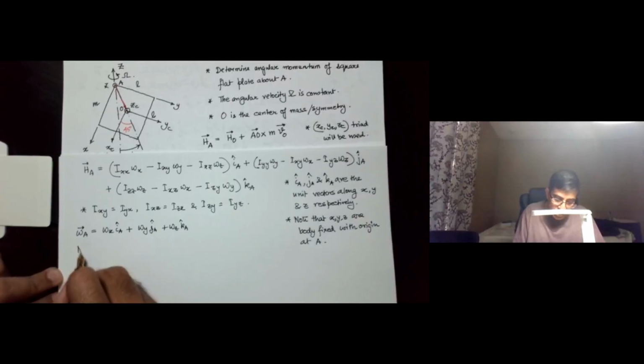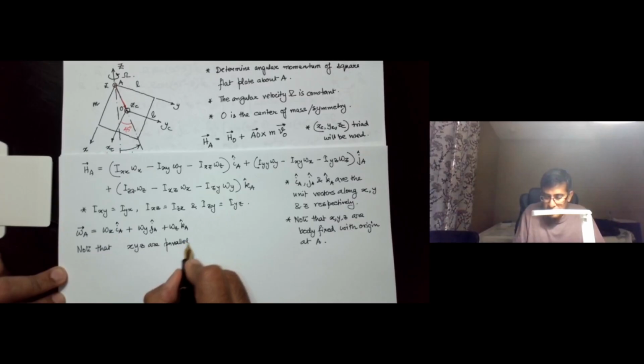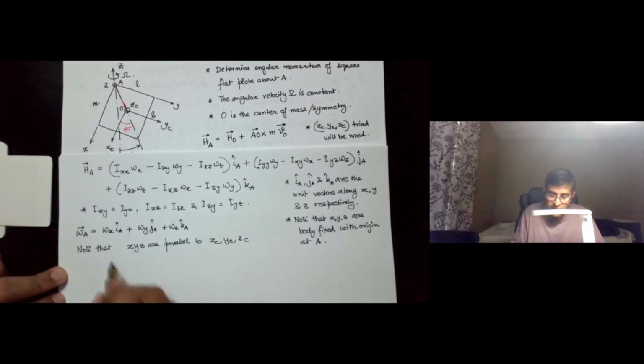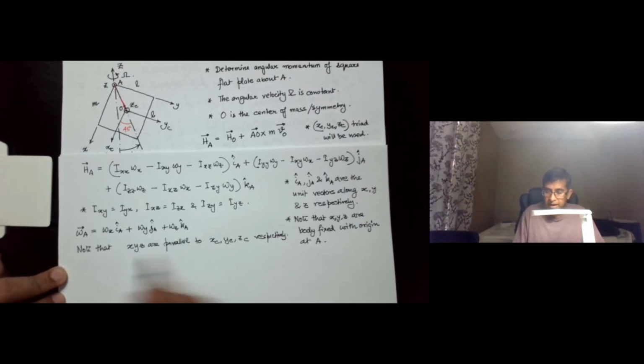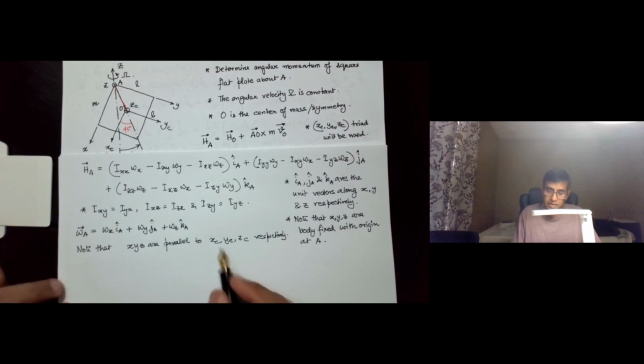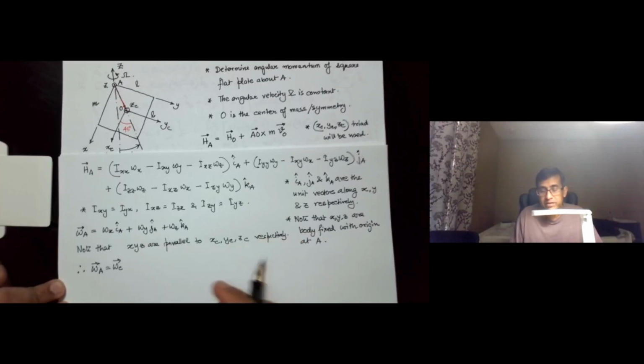Now we note that x, y, z are parallel to x c, y c, z c, respectively. So x is parallel to x c, y is parallel to y c, and z is parallel to z c. Therefore we can just say that omega A is equal to omega c, because the unit vectors are parallel to each other.